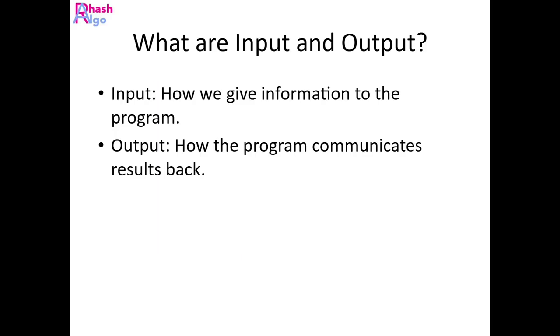What are input and output? Input is nothing but how we give information to the program. For example, if a program, while it is getting executed, is looking for some specific input, let's say some name or maybe some number, at that time we have to provide the input while the program is getting executed. This is nothing but provided as input.